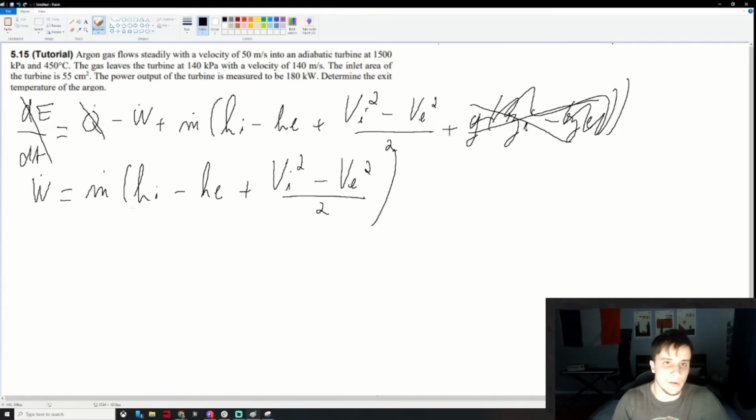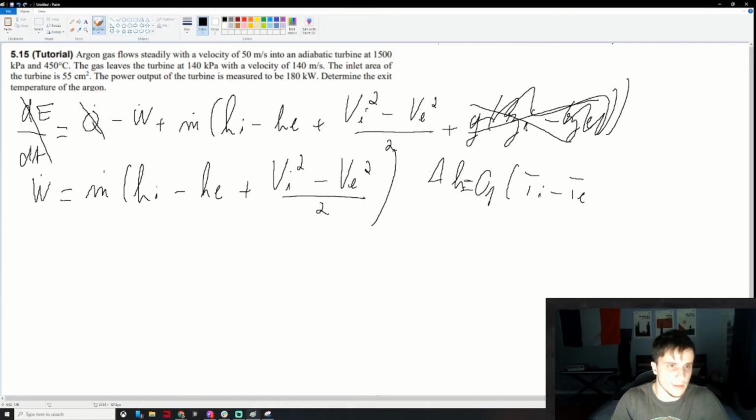What are our unknowns? So we actually don't know mass flow rate. We know our velocities in the inlet and exit. We don't know our specific enthalpy in the inlet and exit. But since we have an argon gas, in the case of a gas, we can make this assumption. The change in specific enthalpy will be equal to Cp times the temperature at the inlet minus the temperature at the exit.